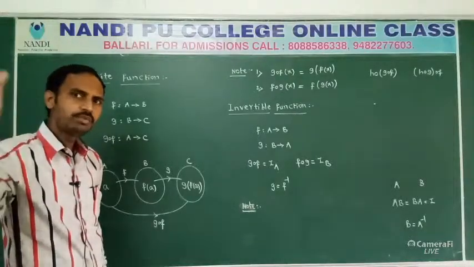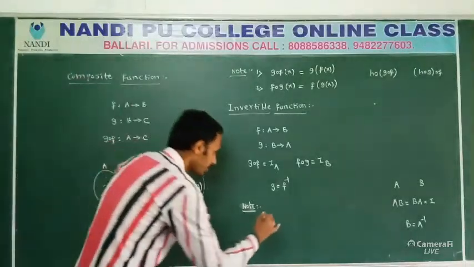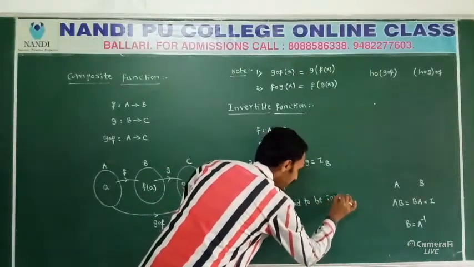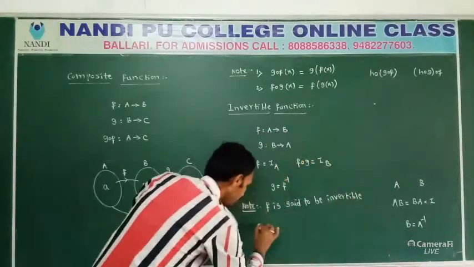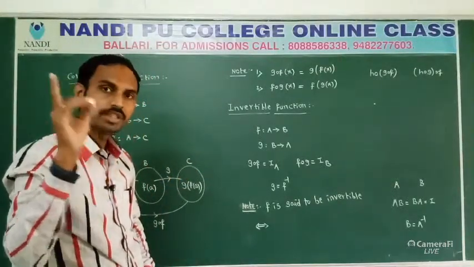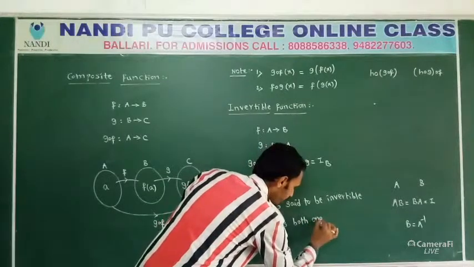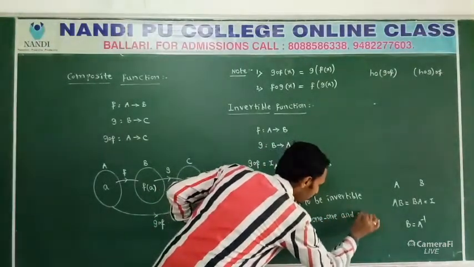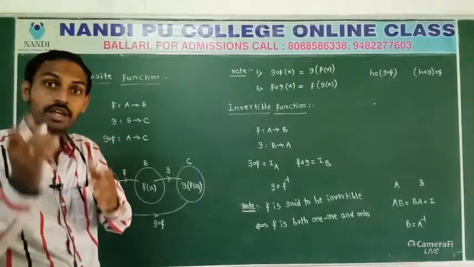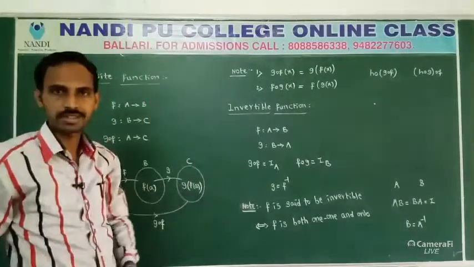F is said to be invertible. When we say one function is invertible, invertible means the inverse exists. When will the inverse exist? If and only if F is a bijective function. If F is bijective, then only the inverse is possible. F is both one-one and onto. For any function to have an inverse, F inverse exists if and only if it satisfies the bijective condition. It is both one-one and onto, then only we get F inverse.